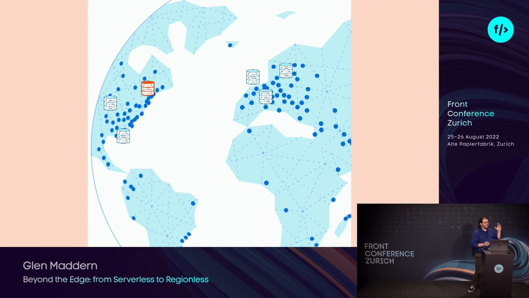So D1 is a distributed database where you can have lots of copies of your data all around the world, but there's only one primary, right? There's only one that actually owns the data where all updates have to go to. So any change has to make its way back to here, Montreal, I guess. Let's say Montreal, right?